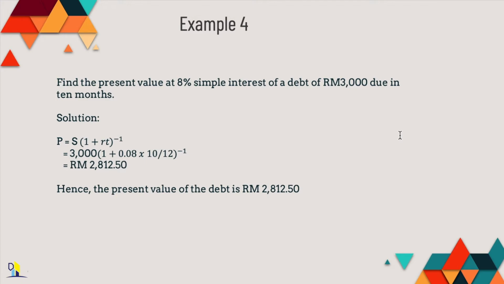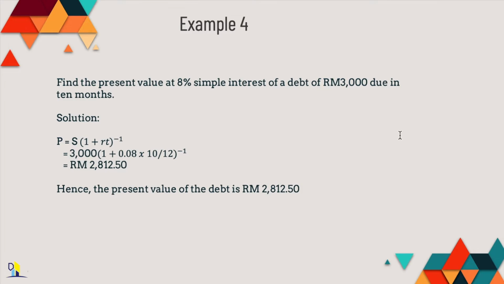2,812 ringgit and 50 cents. So we borrowed 2,812 ringgit 50 cents. The interest rate is 8%. In 10 months, we end up paying 3,000 ringgit. And that is the future value of your debt, and you want to know how much you have borrowed today. So that is how you can use present value.